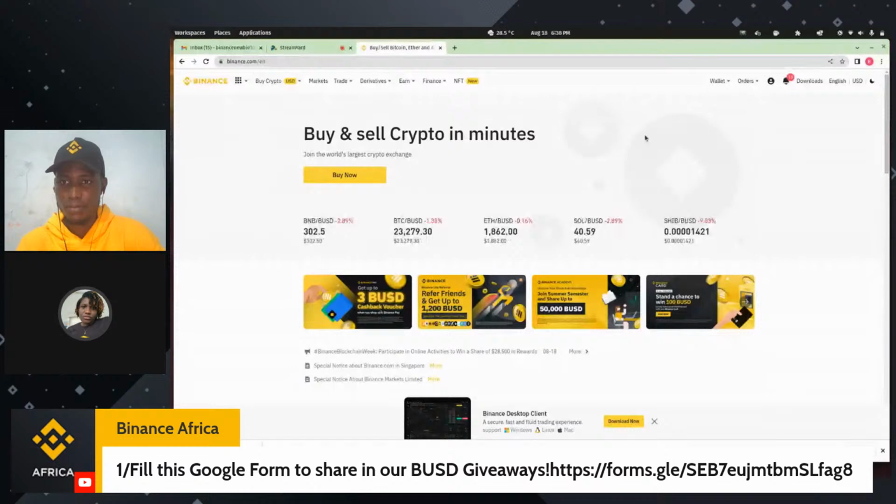So today we are going to look at P2P, and I'm going to just go through the basic concept of P2P. This is our homepage on Binance. But before I go into P2P, we need to understand what P2P is. P2P means peer to peer or person to person. So that's basically what P2P means.